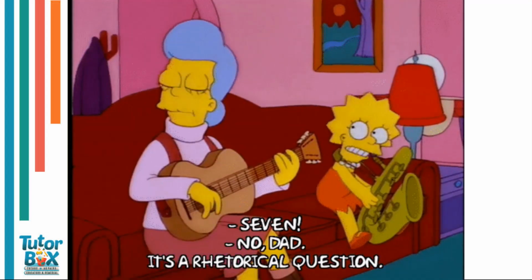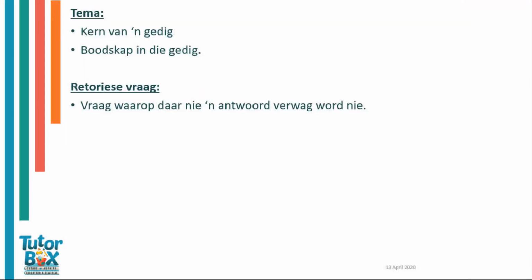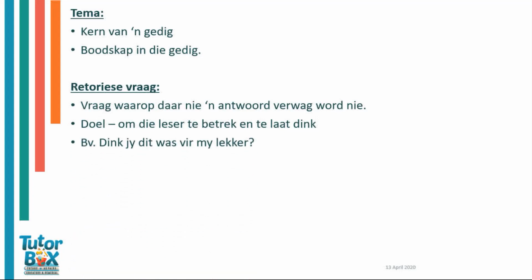Okay, so if I ask you a question and I don't actually want an answer, that is a rhetorical question. Okay, what is the doel? Om die leser te betrek en te laat dink. Okay, so this lets the reader feel part of the poem and then just let them think a bit. Okay, like, dink jy dit was vir my lekker? Okay, do you think I liked that? Nobody, I don't want someone to tell me yes, because I don't want an answer.